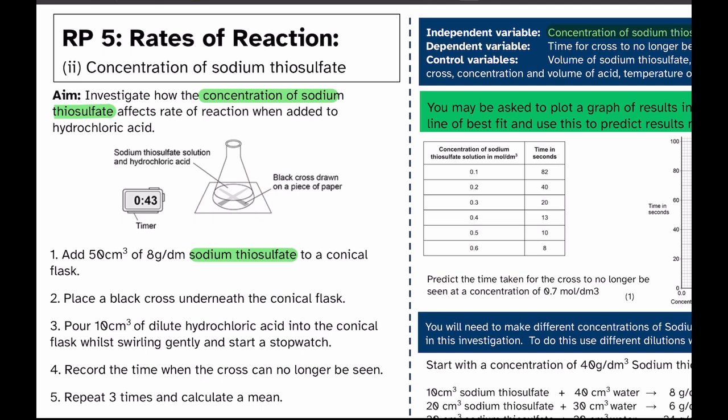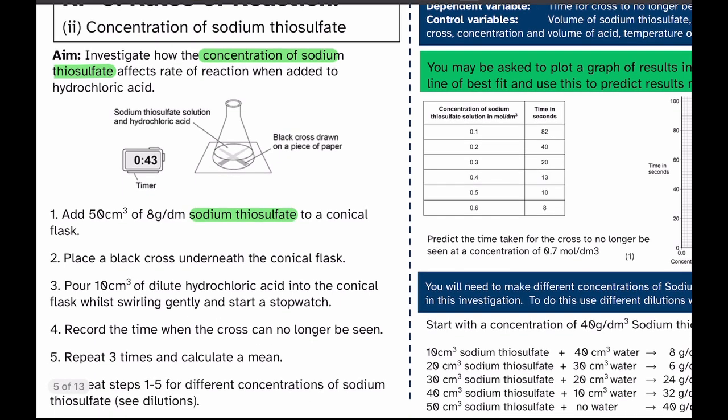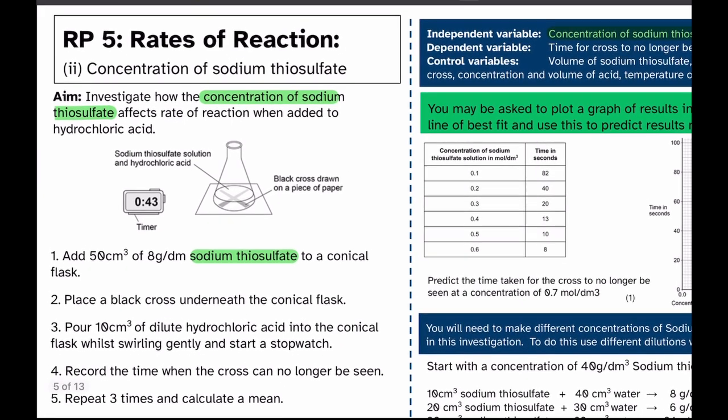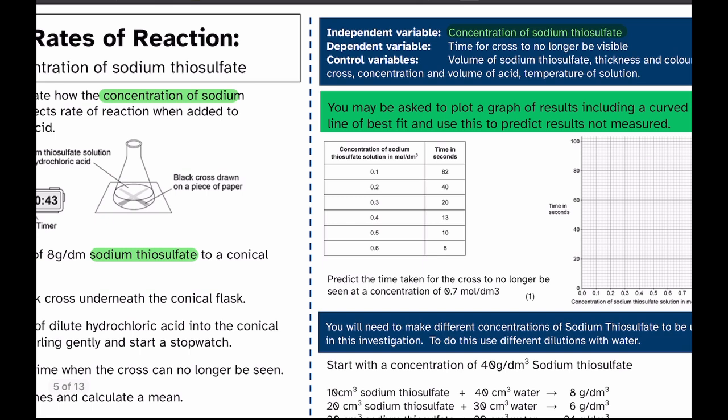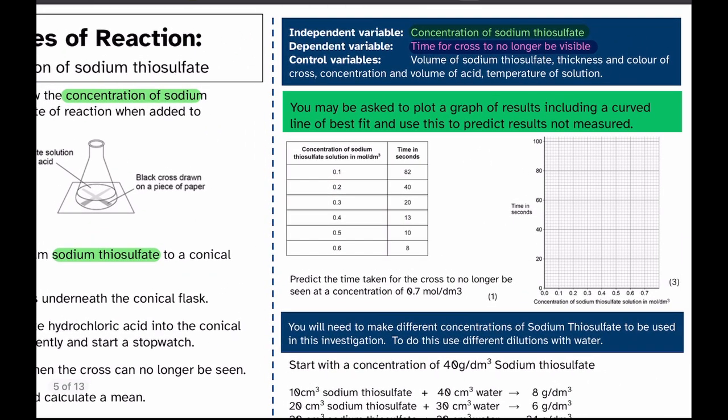So rate of reaction isn't the dependent variable. We're not measuring the rate of reaction. What we are measuring is the time taken for this cross to disappear. So that is our dependent variable, the time taken for the cross to actually be visible. And that is not a very good scientific point.